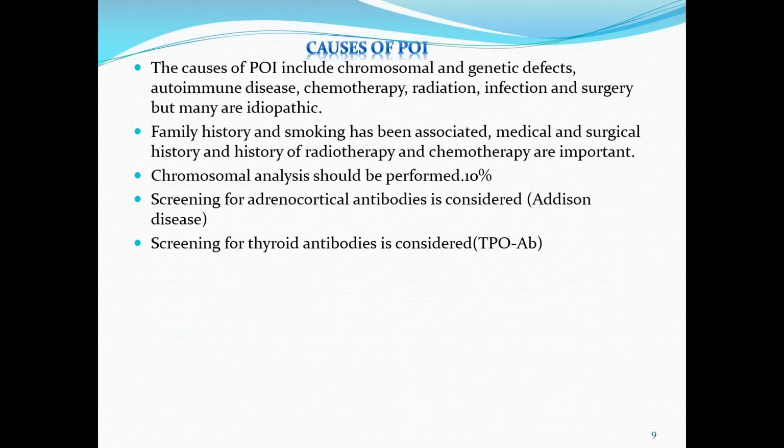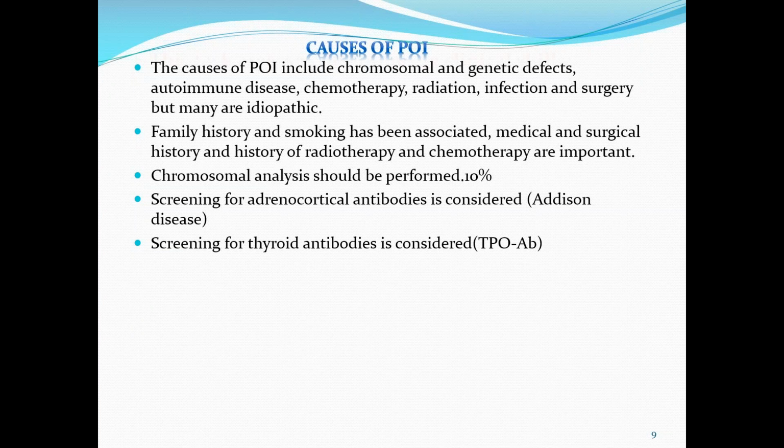We forgot to mention this slide, so rapidly we need to know about the cause of premature ovarian insufficiency: chromosomal or genetic defect, autoimmune disease, chemotherapy or radiotherapy, infection and surgery, but sometimes it could be idiopathic. Family history and smoking are associated. Ask about the medical and surgical history, radiotherapy and chemotherapy. Genetic abnormalities are found in about 10%. Do screening for adrenocortical antibodies and for thyroid antibodies.